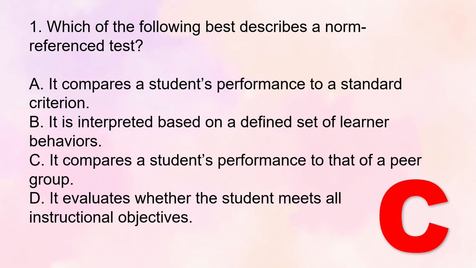All right, the correct answer is letter C. Norm-referenced tests compare individual performance with a normative group, like for example, classmates or a national sample. So the best definition for a norm-referenced test is that it compares a student's performance to that of a peer group. Letters A and B describe criterion-referenced tests. And letter D relates more to formative evaluation or mastery learning.